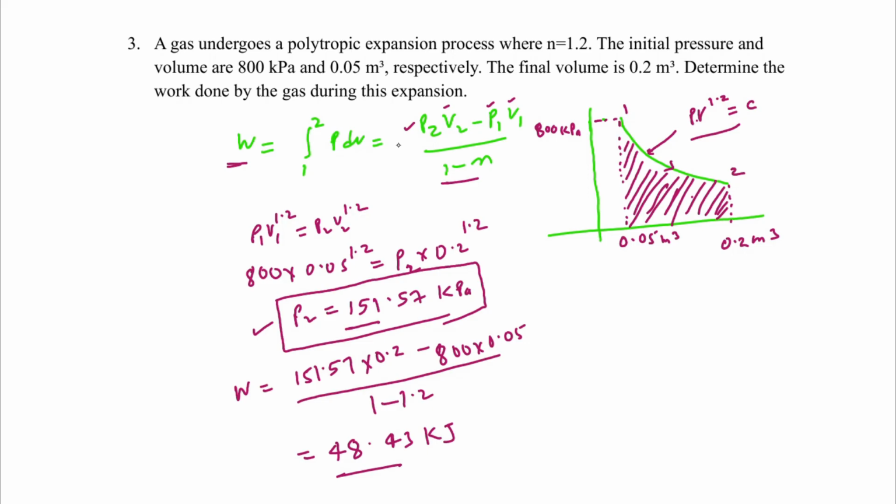When we integrate it, in a polytropic process PV to the power n equals constant. So when we put this P value here and integrate, we get this expression. State 1 and state 2 lie on this curve, PV to the power 1.2 equals constant. So these points satisfy this equation, equal to C. From here we can calculate P2.